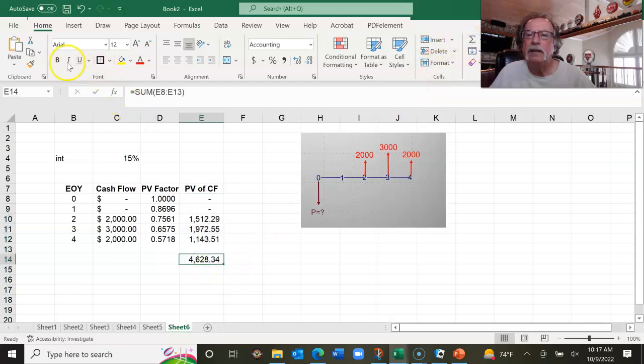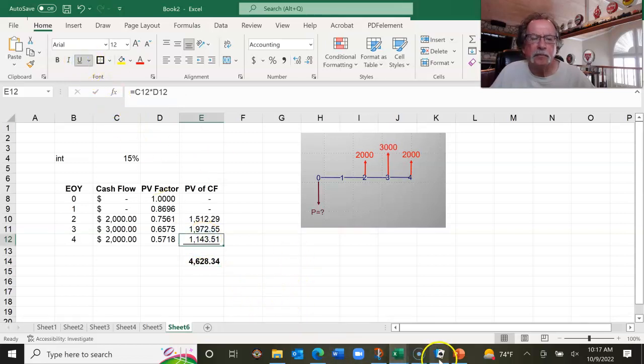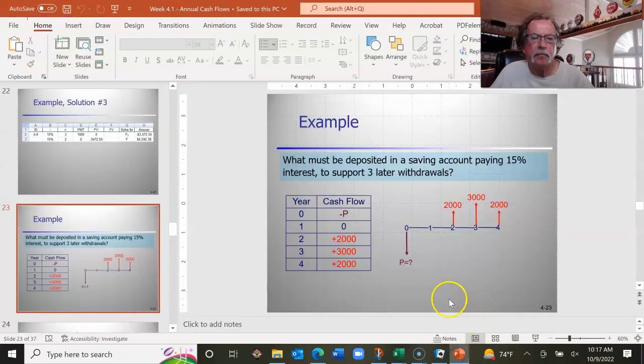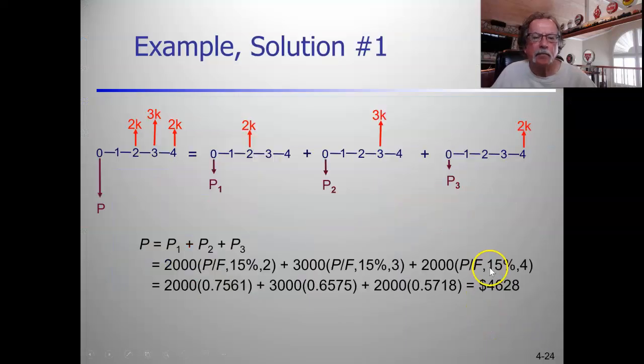So we would need to deposit $4,628 today. And so effectively what I did was, I did it in one spreadsheet, but this is individually what I did with each one of these. And I believe this is the best way to approach this problem. Okay.